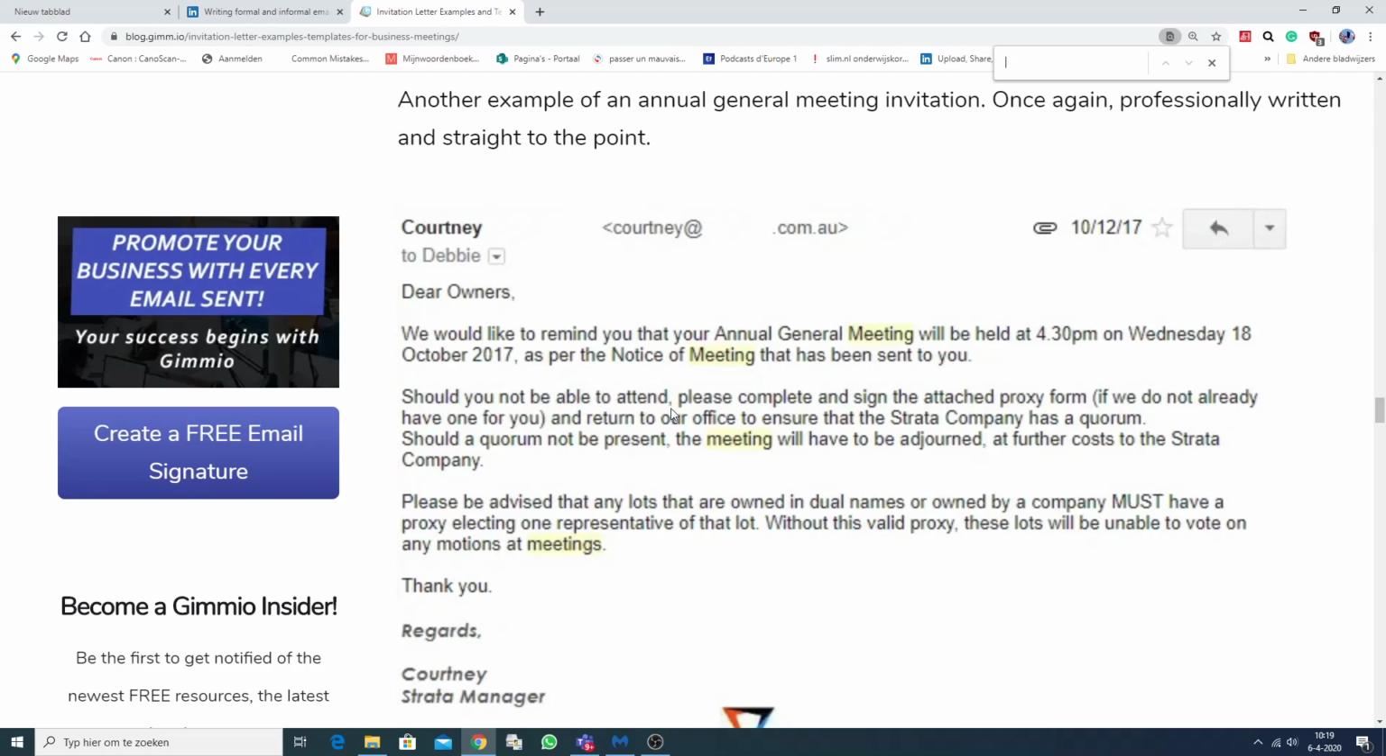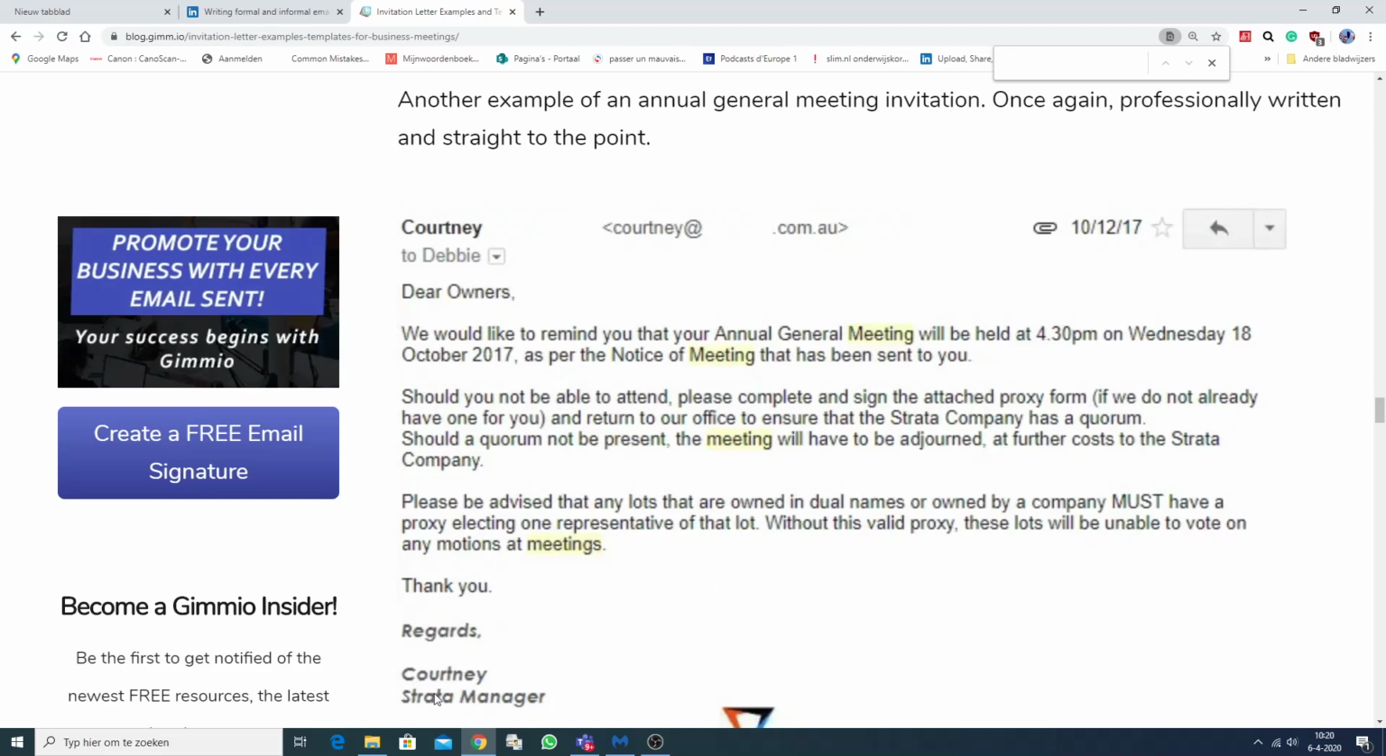Should you not be able to attend, please complete and sign the attached proxy form, if we don't already have one for you, and return to our office to ensure that the strata company has a quorum. Should a quorum not be present, the meeting will have to be adjourned at further costs to the strata company. Please be advised that any lots that are owned in dual names or owned by a company must have a proxy electing one representative of that lot. Without this valid proxy, these lots will be unable to vote on any motions at meetings.